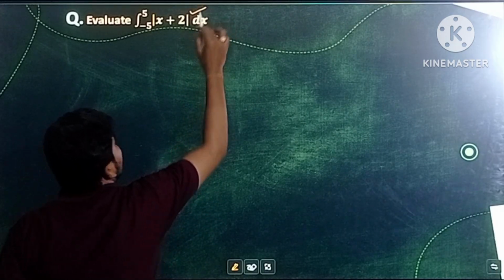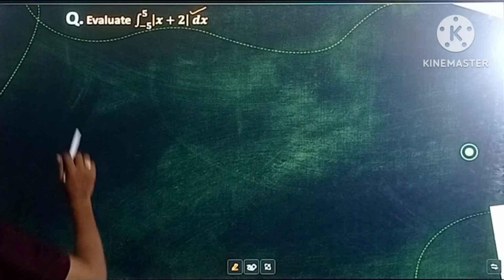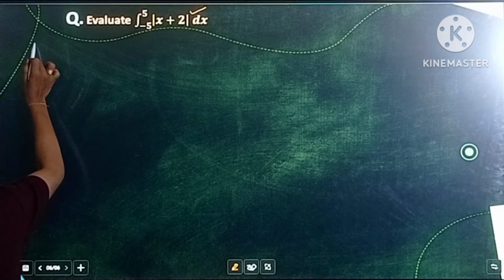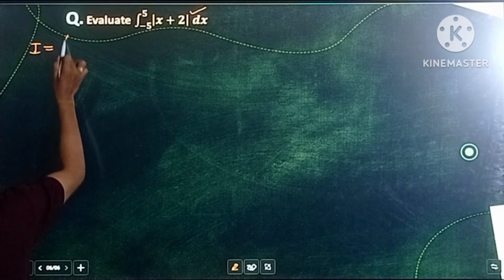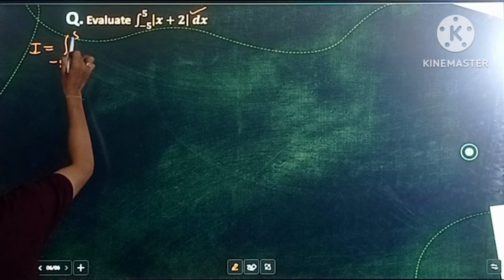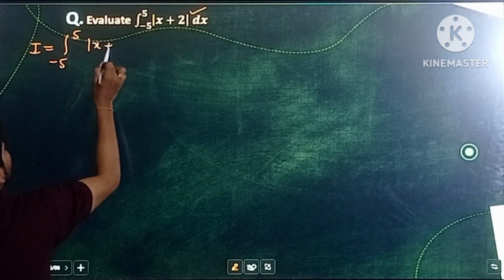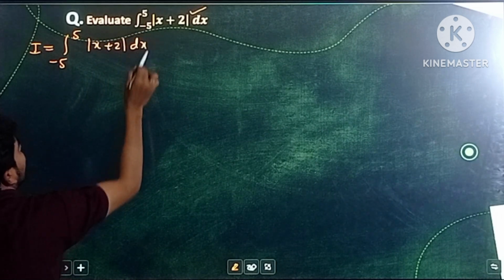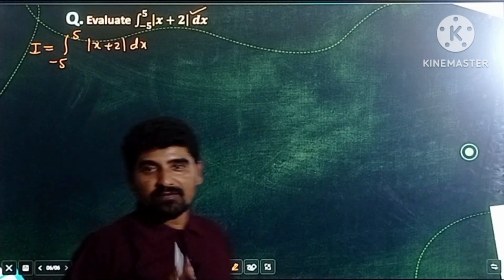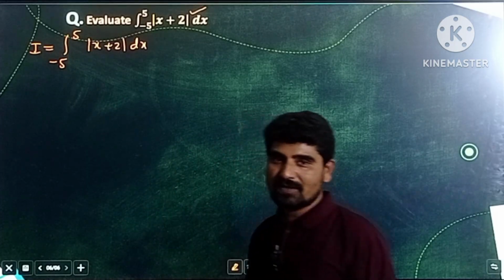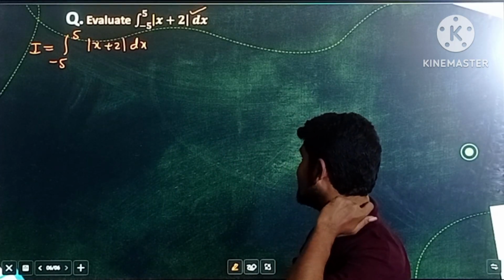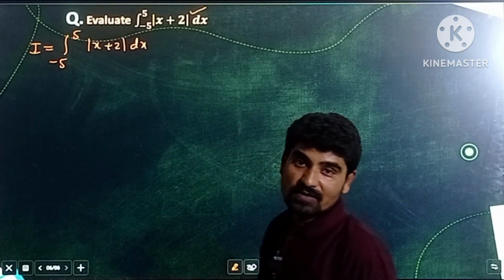Here the integrating function is what? Modulus function. So let us consider this given integration problem as I, and I is equal to integration from minus 5 to plus 5 of modulus of x plus 2 dx. So by using the property, first we need to break these limits. To break the limits, we know the definition of modulus function.